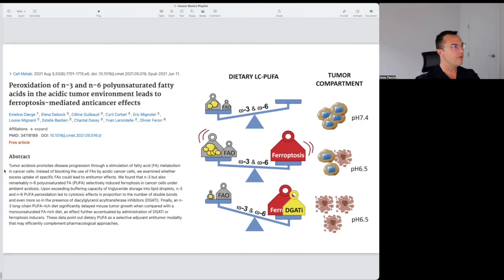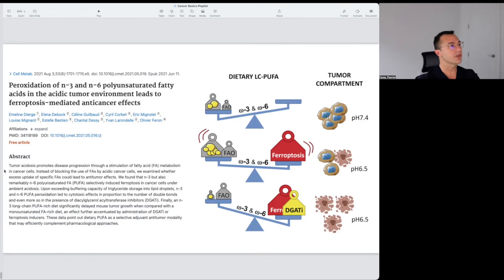Upon exceeding buffering capacity of triglyceride storage into lipid droplets, omega-3 and 6 peroxidation led to cytotoxic effects in proportion to the number of double bonds, and even more so in the presence of diacylglycerol acyltransferase inhibitors, DGAT-I. Finally, an omega-3 long-chain PUFA-rich diet significantly delayed mouse tumor growth when compared with a monounsaturated fatty acid-rich diet, an effect further accentuated by administration of DGAT-I, or ferroptosis inducers.